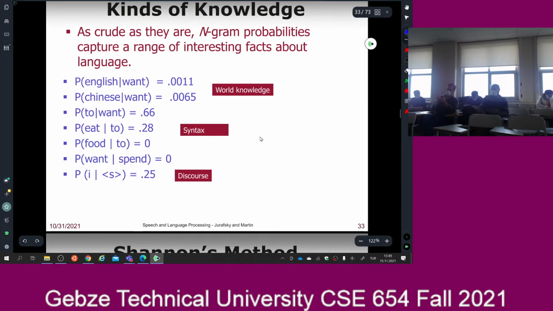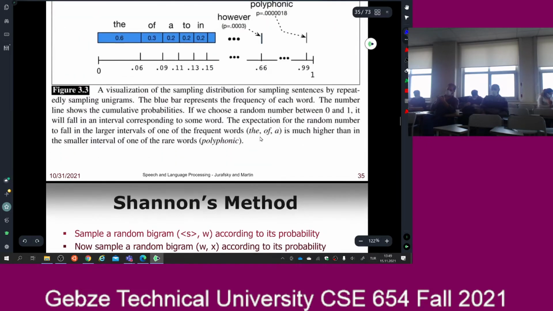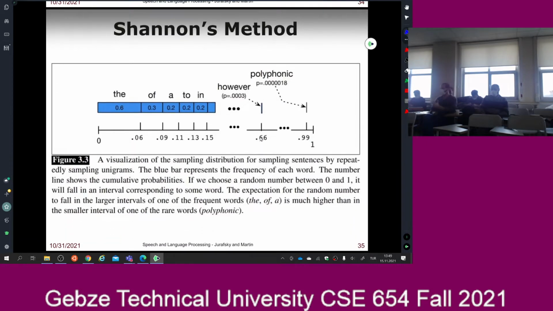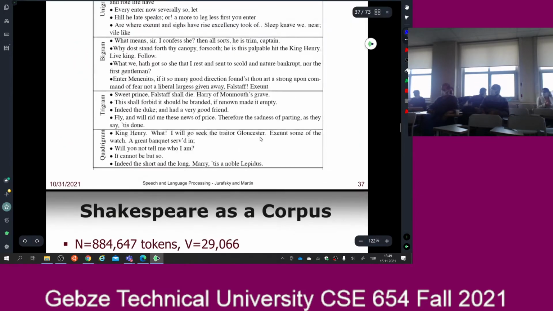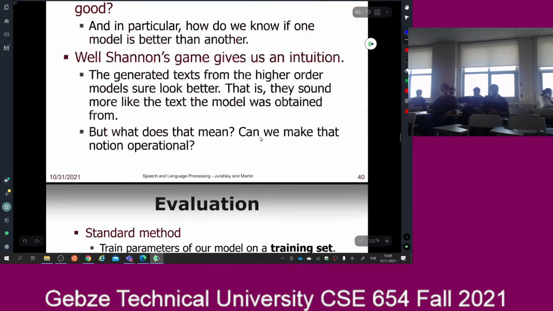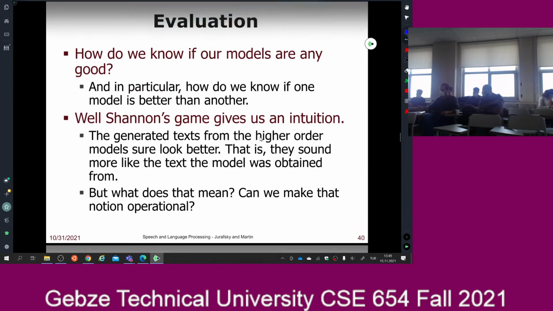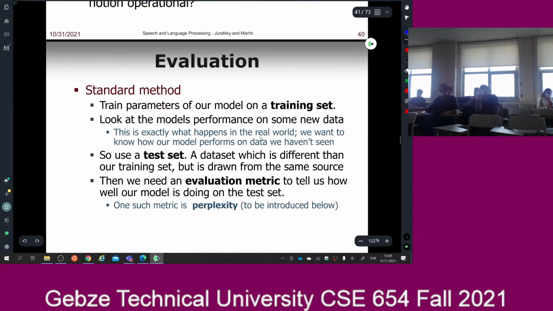Okay, so I am going to skip this part because we already looked at them. And the Shannon methods of producing sentences from our distributions, we looked at them too. And I think we somewhere stopped around here. So how do we know that what we are doing is good?